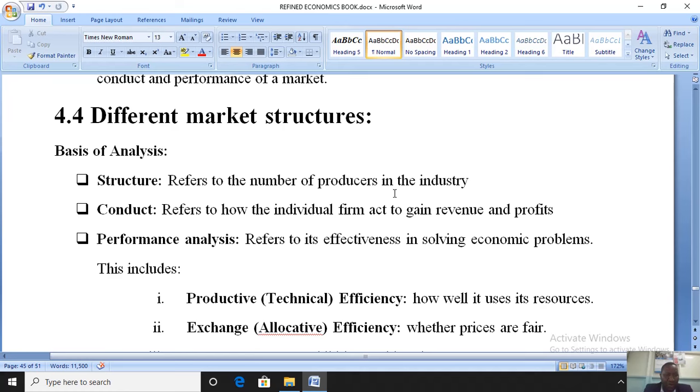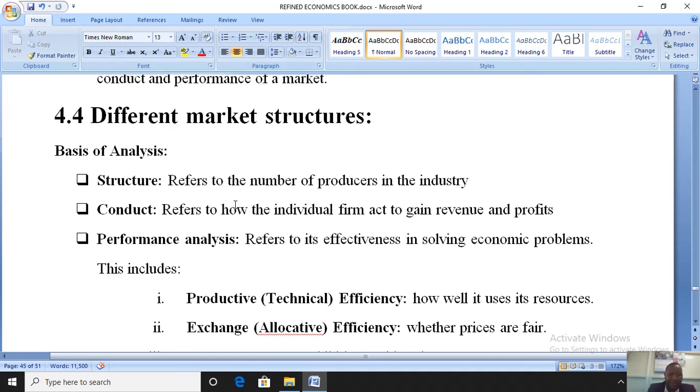Number 2, we also analyze the conduct of firms in those different industries. Here we are looking at how individual firms act to gain revenue and profits. Then the third thing, we look at the performance of those firms in the different market structures, and under performance we refer to the firm's effectiveness in solving economic problems.